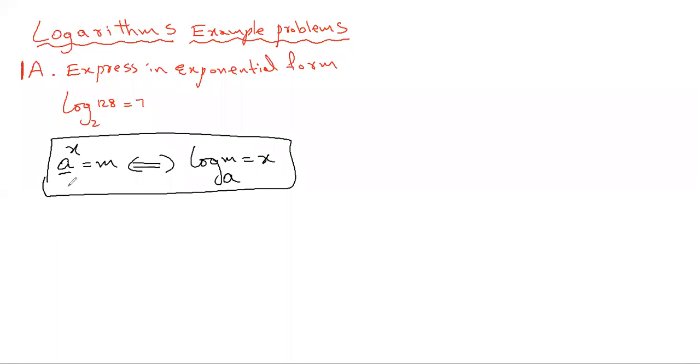Now you need to convert this into exponential form, right? So the base remains the same. First write the base, the 2, as it is. And the one which is away from the base, write along with the base. The one which is along with the base, write it away. Now you know that 2 power 7 is 128. So verifying the validity of the statement is also easy for you.